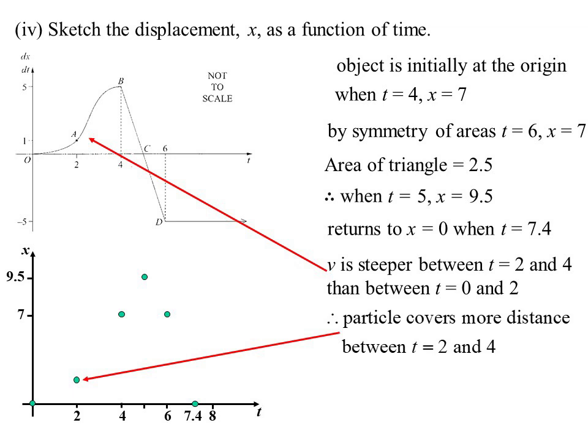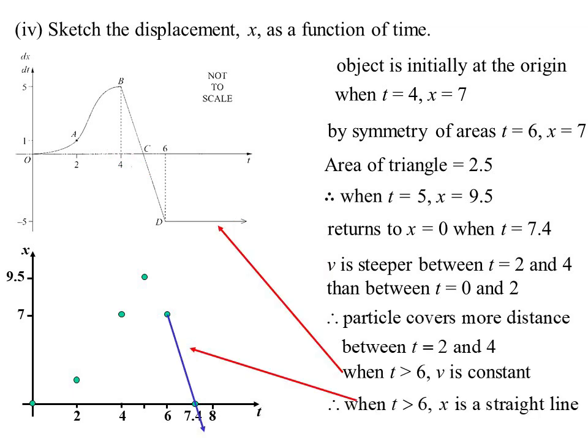Therefore, it's going faster. Therefore, it should travel more distance in that time. So when I plot this graph, it should be closer to the t-axis at 2. It's not going to be in the middle, because it's going to cover more in the second 2 seconds. So I'm going to put it lower down than the middle. Again, I don't know exactly where, but I'll put it there. It's just an estimate. Oh, they told me when t is greater than 6, the velocity is constant.